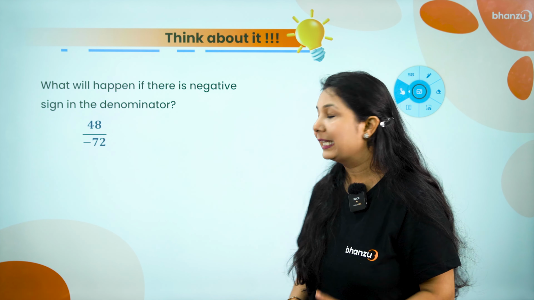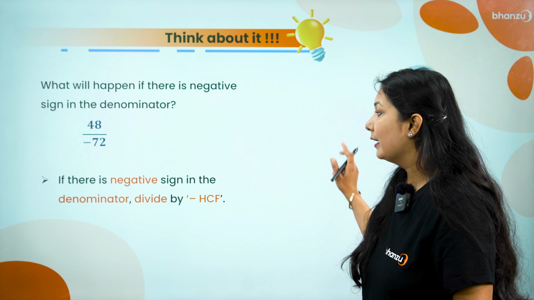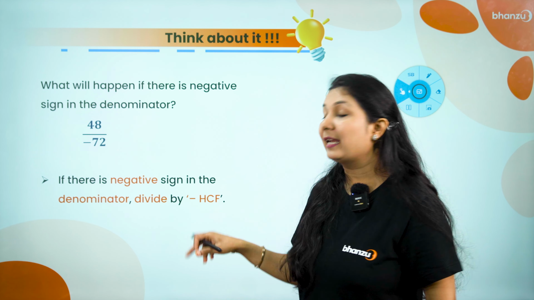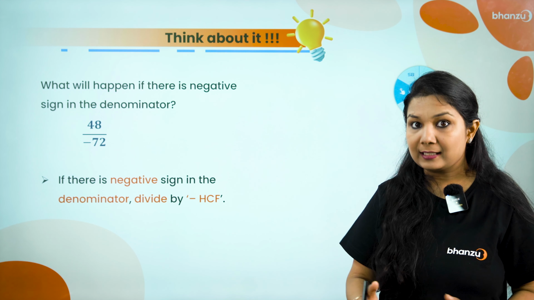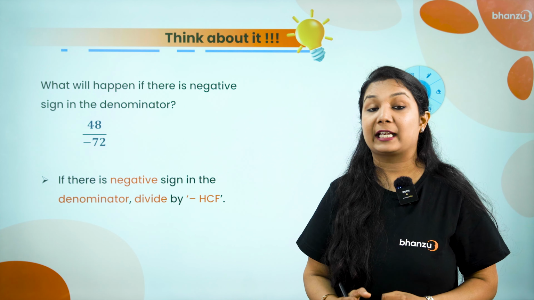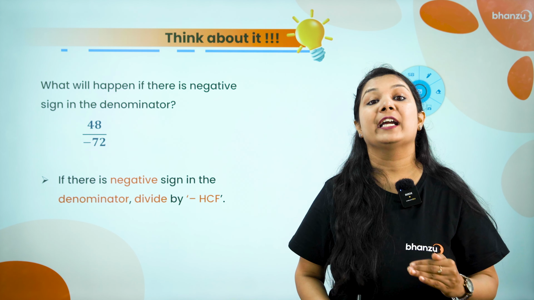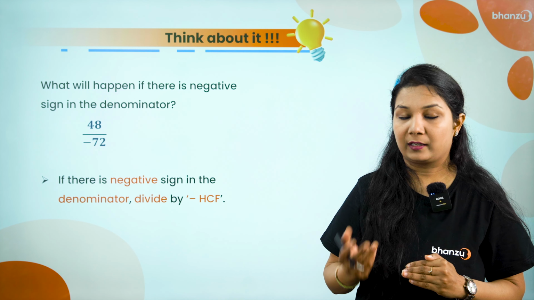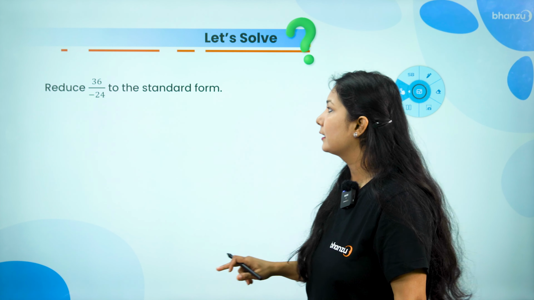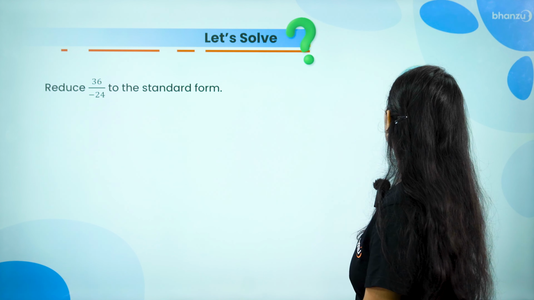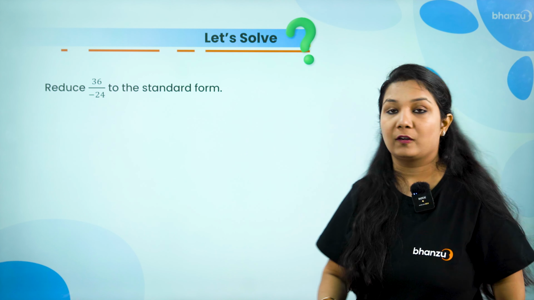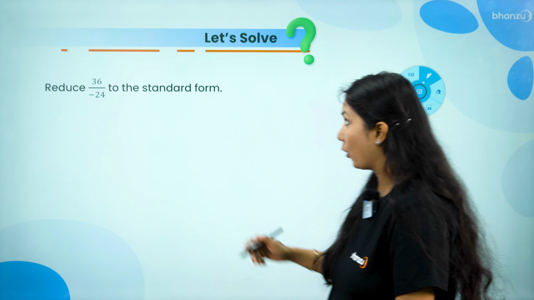Right? So moving ahead, what will happen if there is a negative sign in the denominator? What can we do then? Then you should divide it by minus of HCF. That is, the HCF which you have taken out, the highest common factor which you have taken out for the numbers, divide by the minus sign of it, right? The negative of it. So let's see, how do you write this number in the standard form? Let's do few practice questions now.